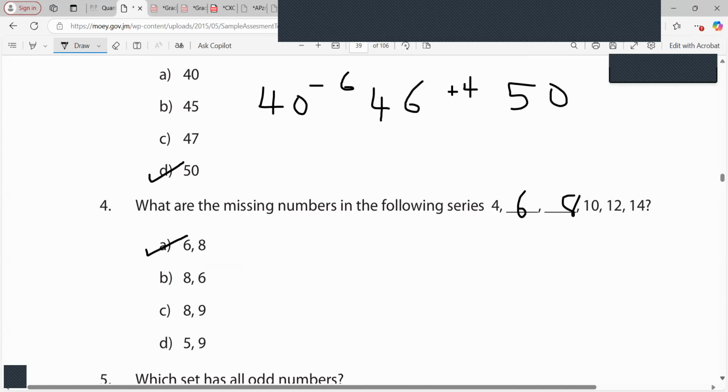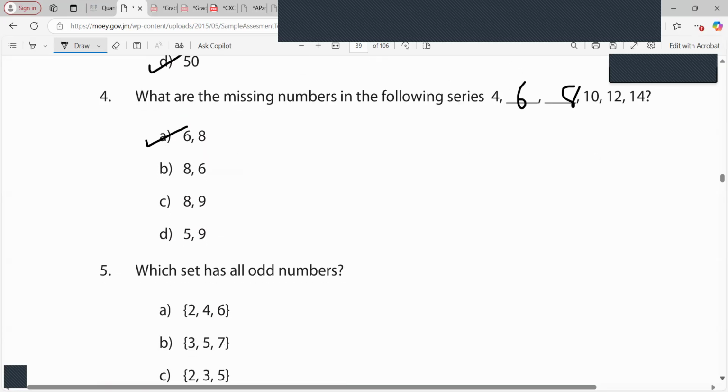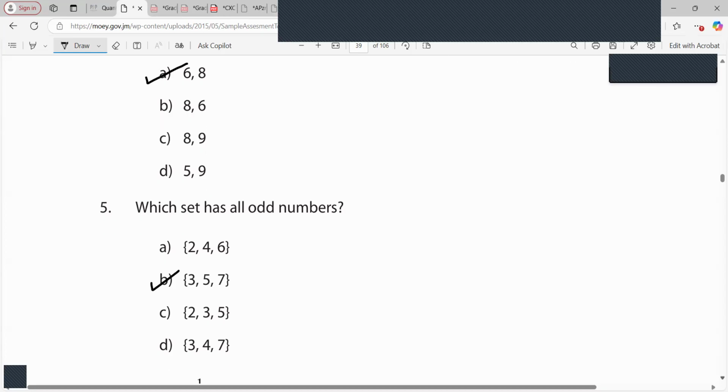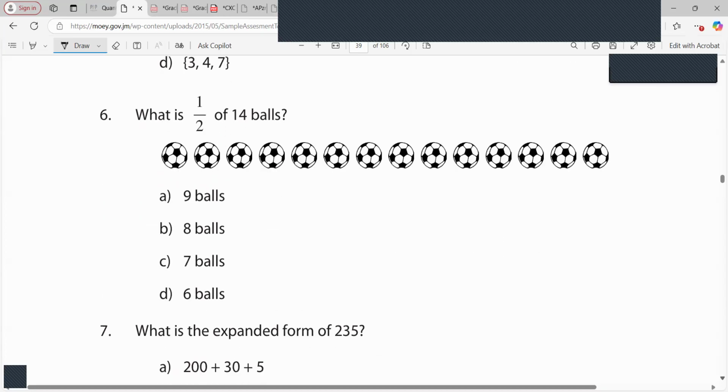Let's look at number 5. Which set has all odd numbers? Now, odd numbers end in 1, 3, 5, 7, or 9. So it wouldn't be 2, 4, 6. 3, 5, 7, yes, those are all odd. It couldn't be 3, 4, 7 because 4 is an even number. And of course, we have 2 here, which is also an even number. All right, so let's move on.